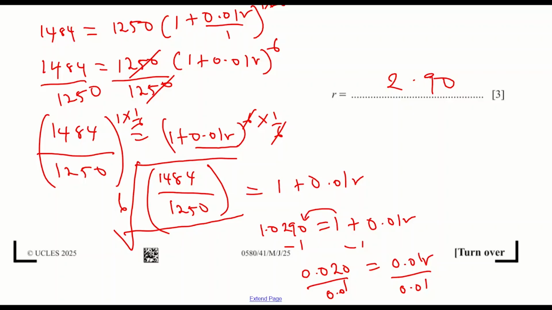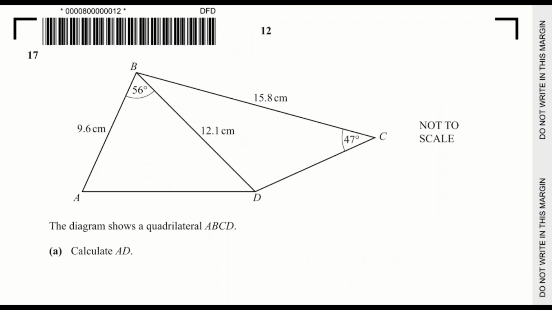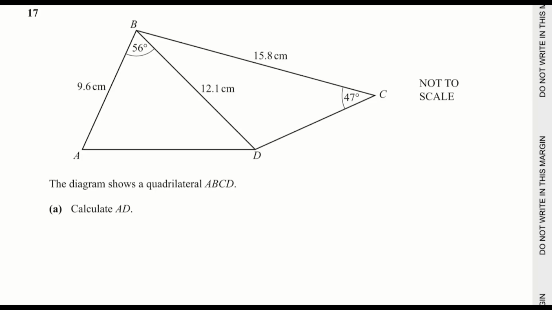So let's go to the next question, question 17. The diagram shows a quadrilateral ABCD. Calculate the line segment AD. Using the cosine rule, if this is angle B, this will be side b. If this is angle A, this will be side a. If this is angle D, this will be side d. So I'll use the cosine rule.